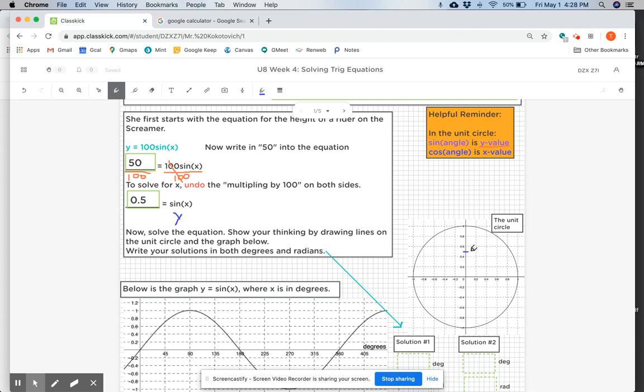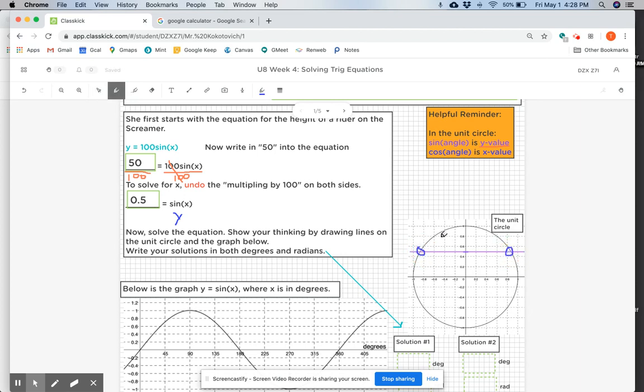Here's my y-axis. There's where about 0.5 is. I'm going to make a horizontal line again so that I can see those two intersection points right here. Okay, so let's circle these right here and right here.